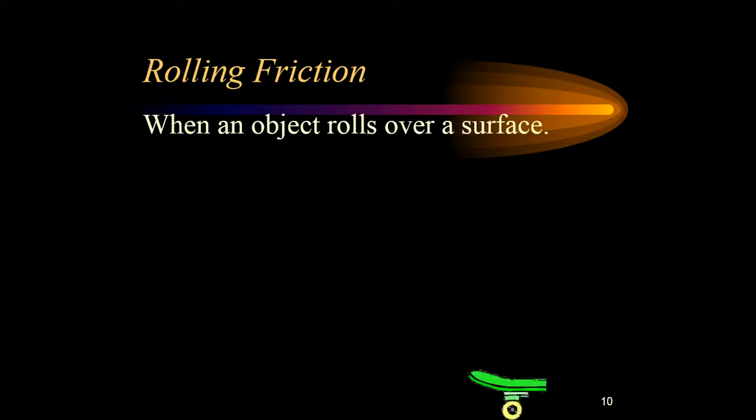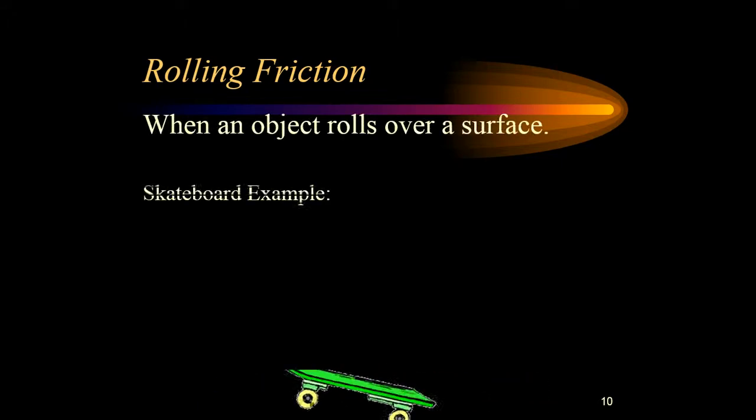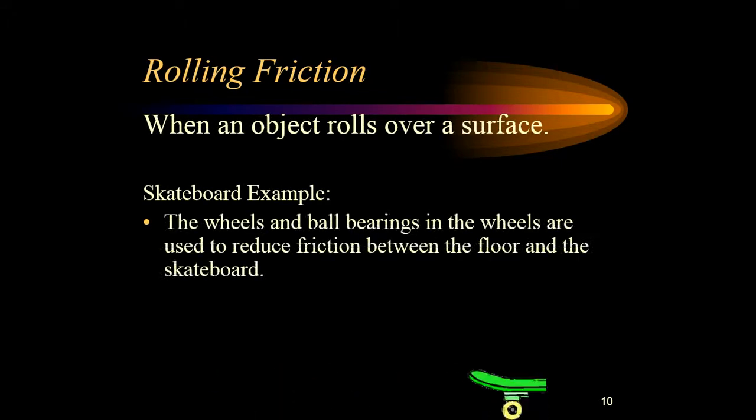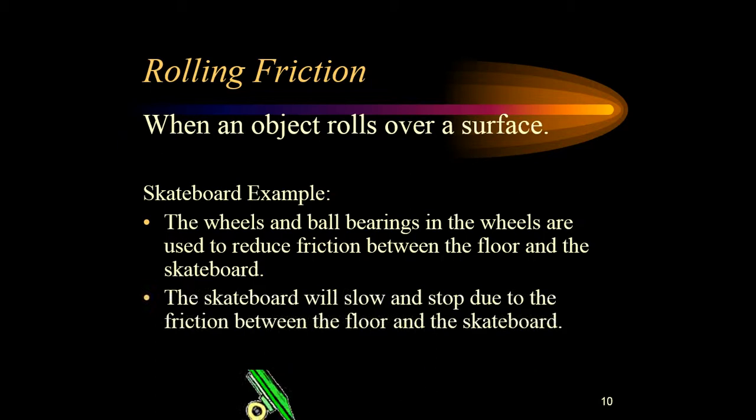Rolling friction. This is when an object rolls over a surface. For example, a skateboard. The wheels on the skateboard and the ball bearings in the wheels are used to reduce friction between the floor and the skateboard. Eventually, though, the skateboard will still slow down and stop due to the friction between the floor and the skateboard. However, it will take a lot longer to stop than if you took the wheels off. If you took the wheels off and gave the skateboard a push, it wouldn't go very far at all because there would be greater friction.